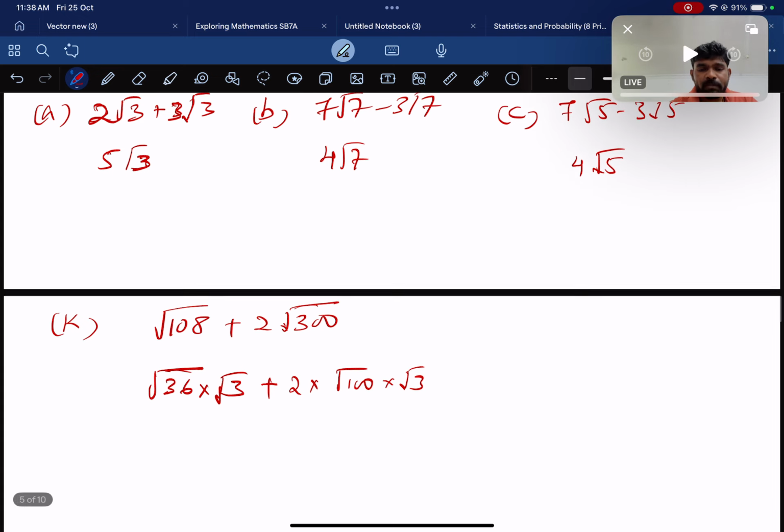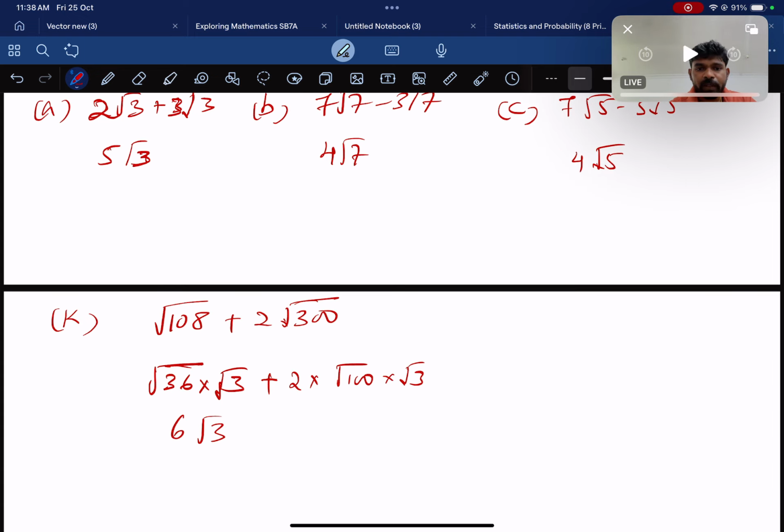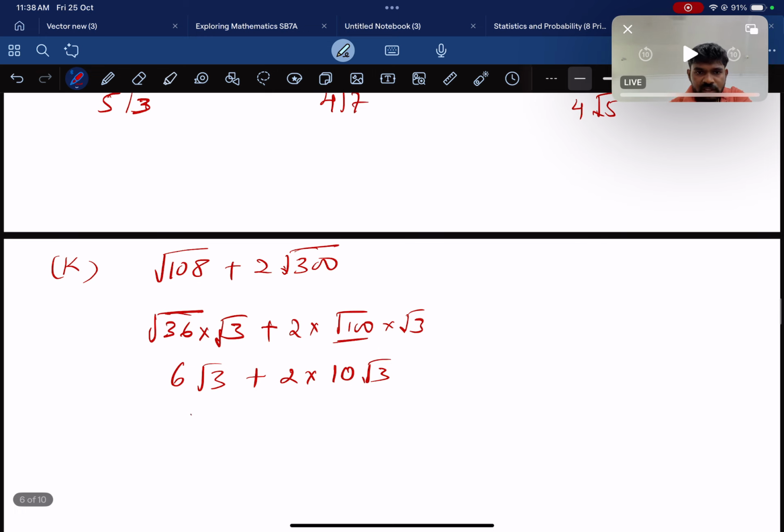So root of 36 becomes 6, giving 6 root 3, plus 2 times root 100, which becomes 10 root 3. How does it become 10? Because 10 times 10 is 100, so 100 is a perfect square. So we got the answer as 6 root 3 plus 20 root 3, right? They both have root 3 as a common surd, so we can just add the number with the number and we get 26 root 3 as our answer.